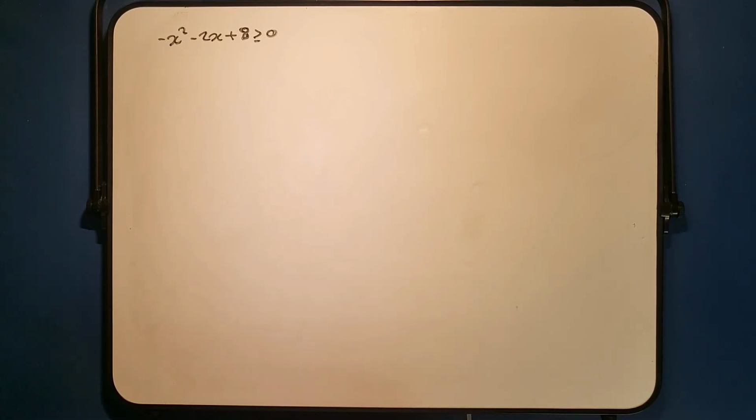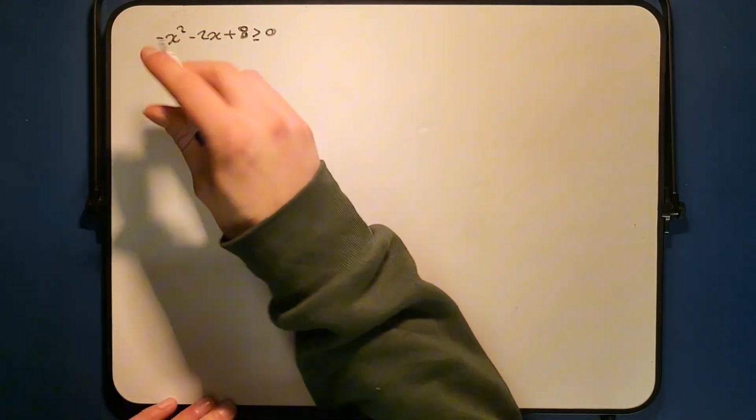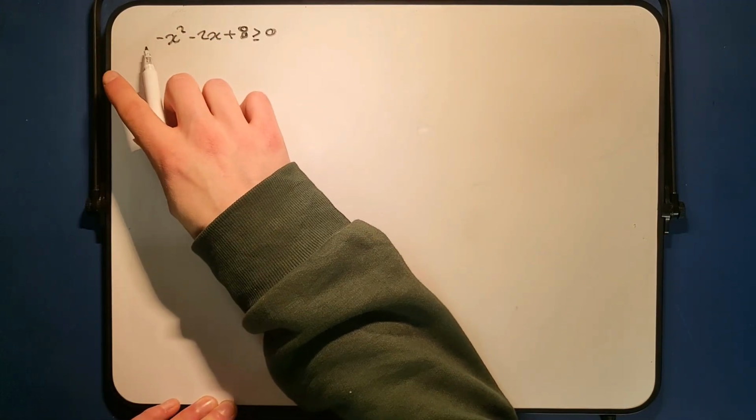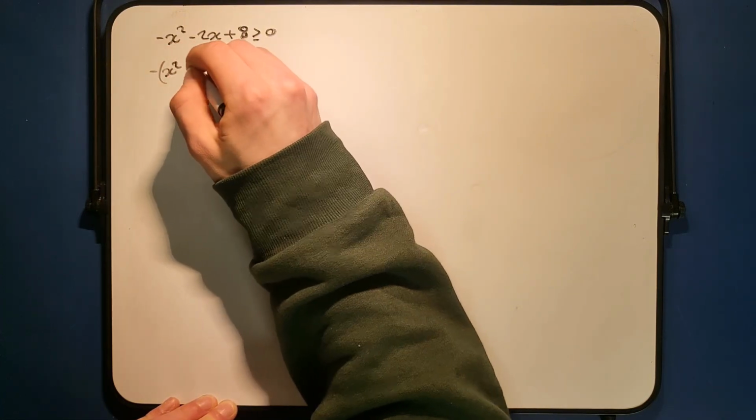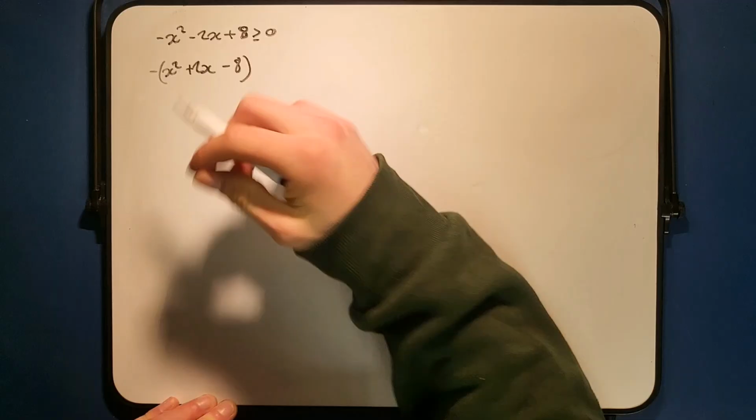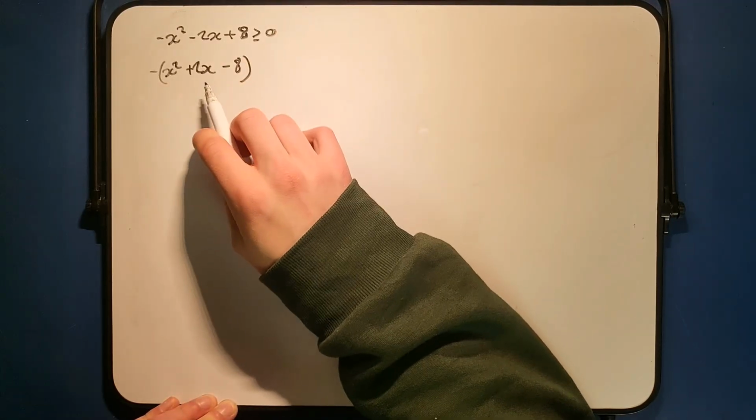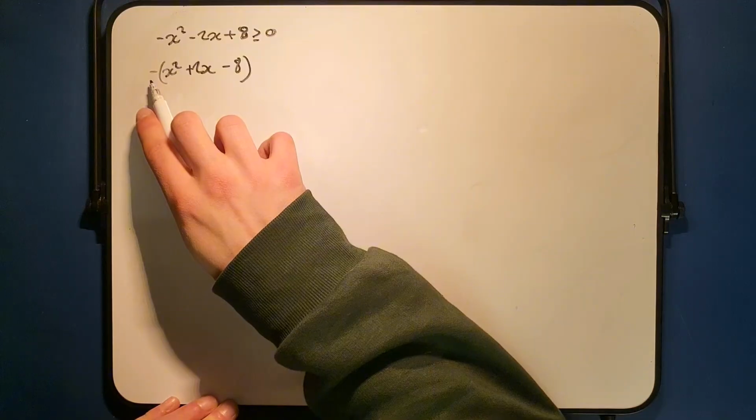Let's take a look at another example. Here we have -x squared minus 2x plus 8 is greater or equal to 0. Now what I'm going to do first is simplify this, or factorize it. And I'm going to factorize this negative sign, okay? So negative x squared plus 2x minus 8. That is the same thing as this quadratic, just a little bit simpler to look at.